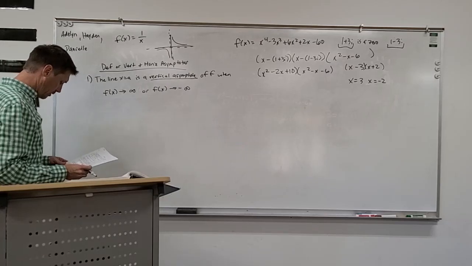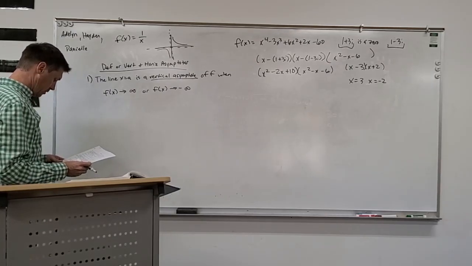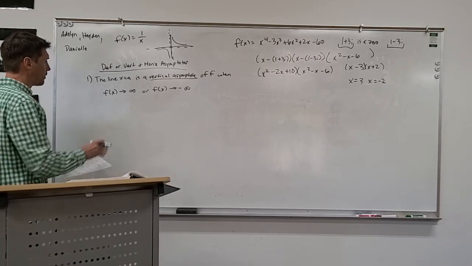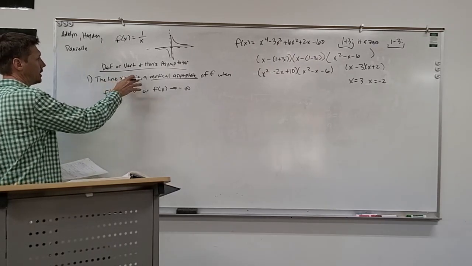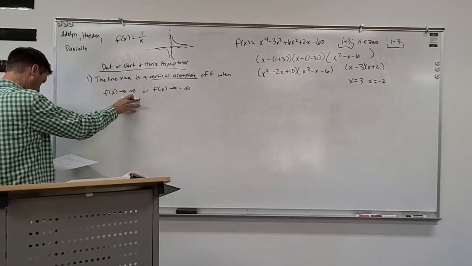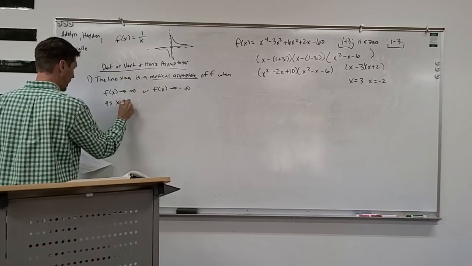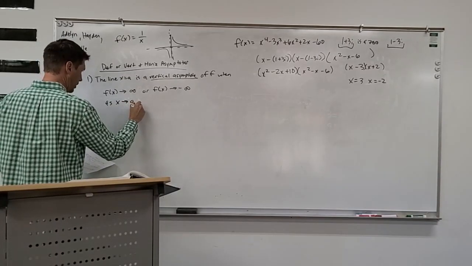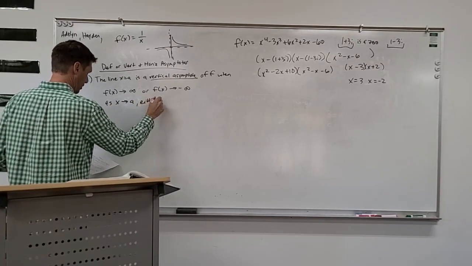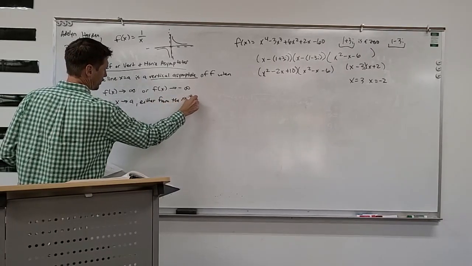So the line x equals a is a vertical asymptote of f when f of x approaches infinity, or f of x approaches negative infinity as x approaches a, either from the right or left.